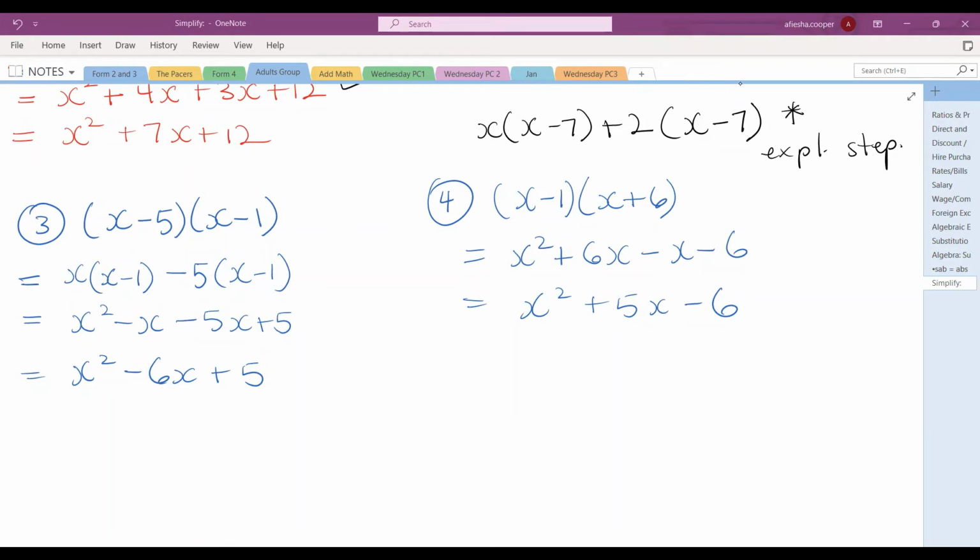So if we continue the same steps for number 3 and number 4, we'll say x by x minus 1 and then negative 5 by x minus 1. We expand the brackets, x by x is x squared, x by negative 1 is negative x, negative 5 by x, negative 5x, negative 5 by negative 1, that's positive 5. And we simplify our x's, negative x minus 5x will give us negative 6x. That's our final answer, and we repeat the same process for number 4.